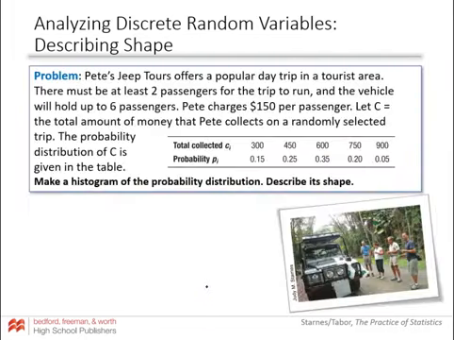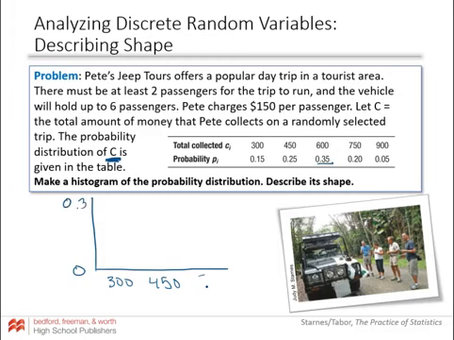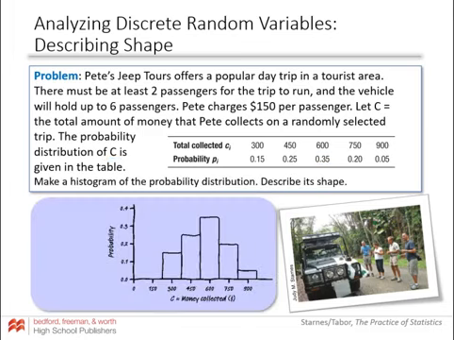Back to Pete's Jeep tours. If I wanted to make a histogram of this, again, I would put the values of C, because that's what they're calling his random variable, on the x-axis. So this would be 300, 450, and I would list all of them. The probabilities would go on the y-axis, so it would have to go from 0 to the highest one, which is 0.35, and I could put in random intervals. It should look something like this.